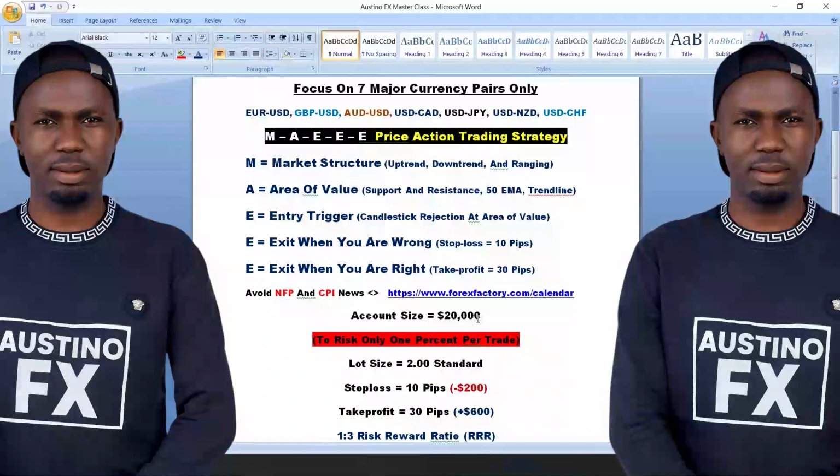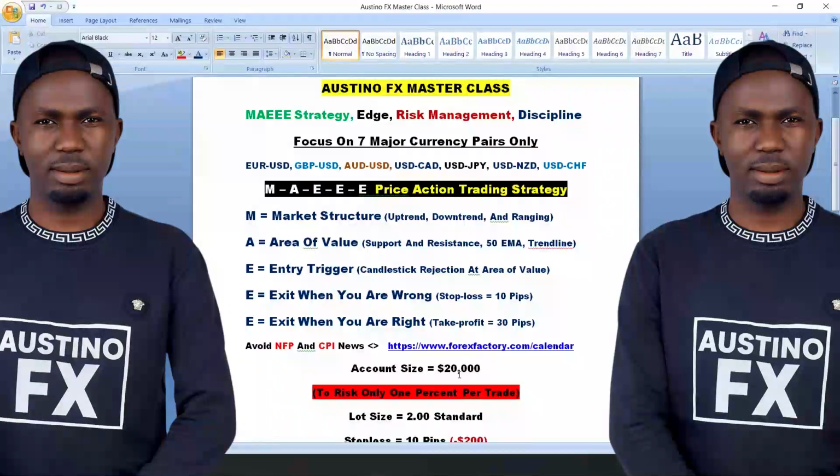And I always take 1% from it, so that it will take me 100 times before I can lose this money, before I can blow this account. But with this MAE formula, it's going to be impossible for me to lose 100 times in a row. Purely impossible, right? So to maintain good risk management, I use 1% of my trading account.